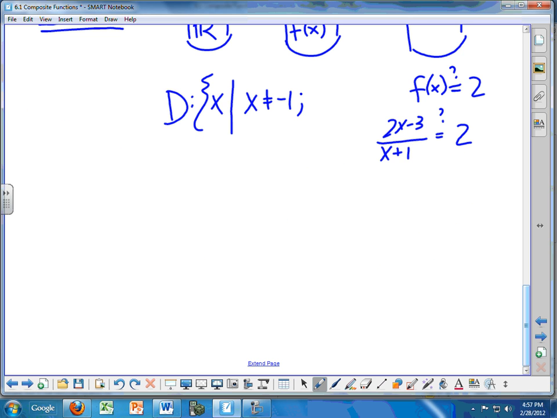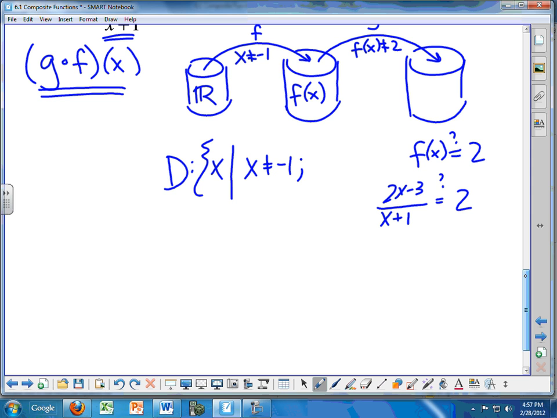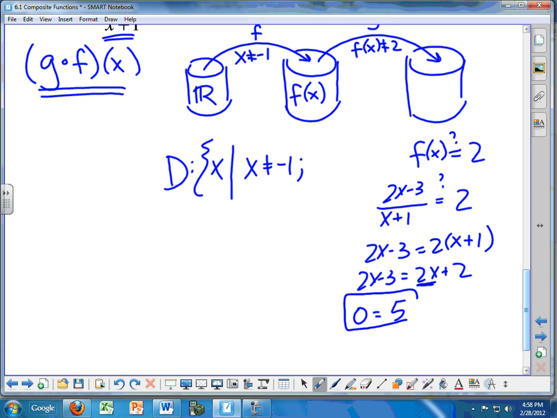Multiplying again the x plus 1 on both sides, we get 2x minus 3 is equal to twice x plus 1, or in this case, 2x minus 3 is equal to 2x plus 2. And I'm getting a bit confused here because as I move the 2x to the left side, I get 0 equals positive 5. Now what this tells me is that 0 is never equal to 5. So we will never get the number 2 from f of x.